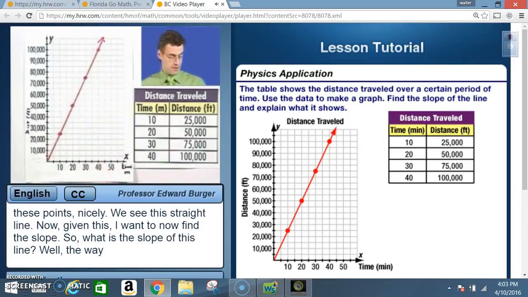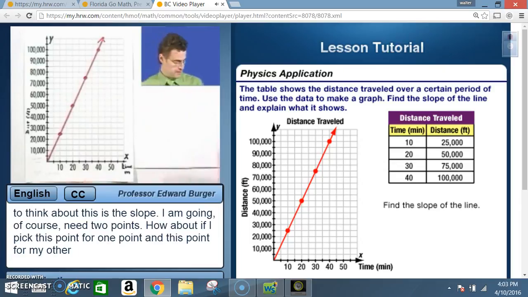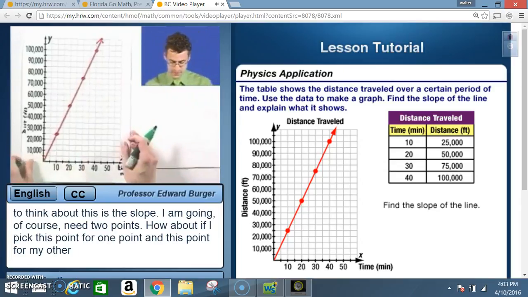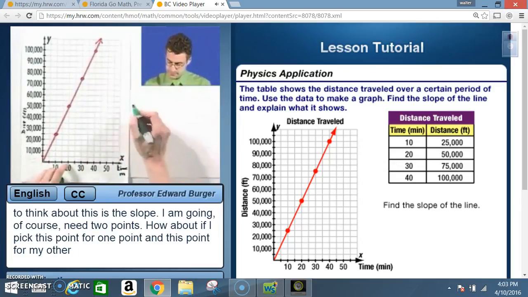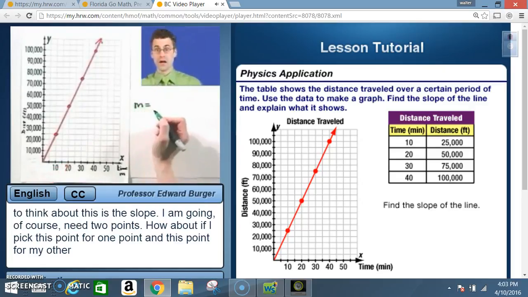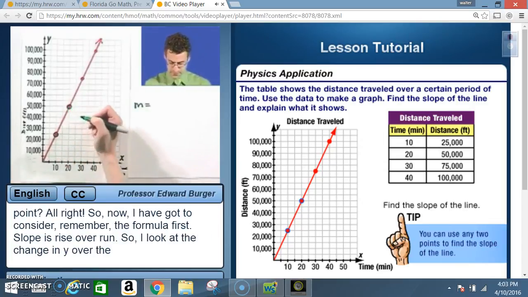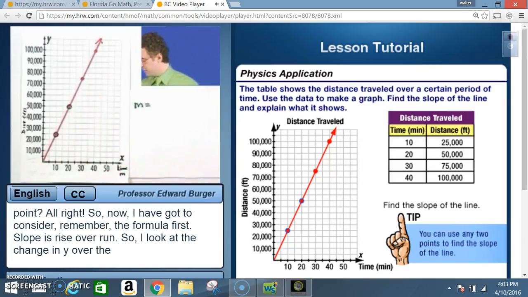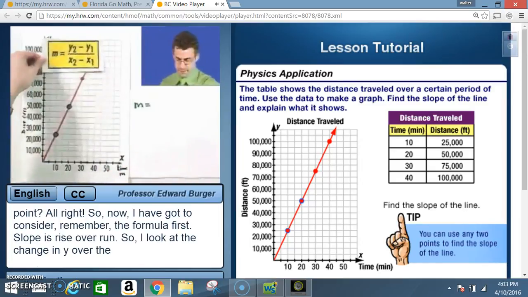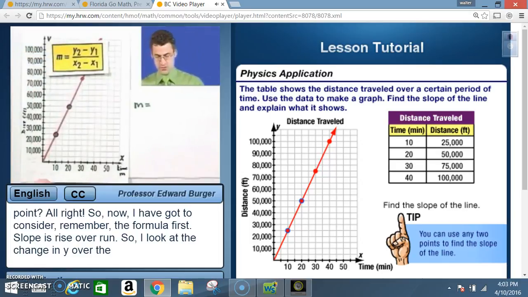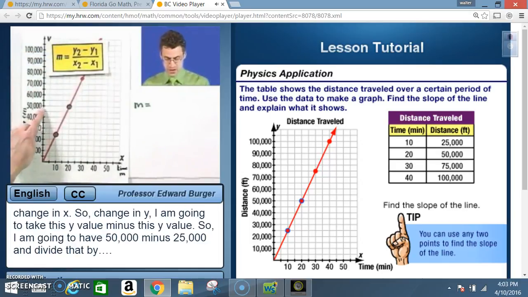Now, given this, I want to find the slope. So what's the slope of this line? Well, the way to think about this is, I'm going to need 2 points. So how about if I pick this point for one point and this point for my other point? All right, remember the formula for slope is rise over run. So I look at the change in y over the change in x. So change in y, I'm going to take this y value minus this y value.